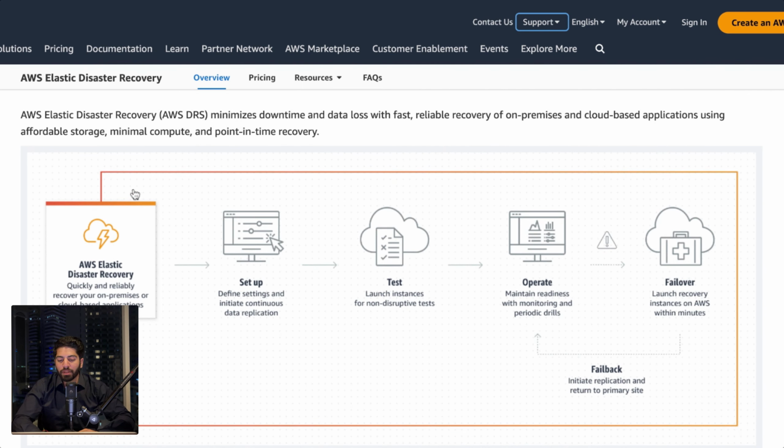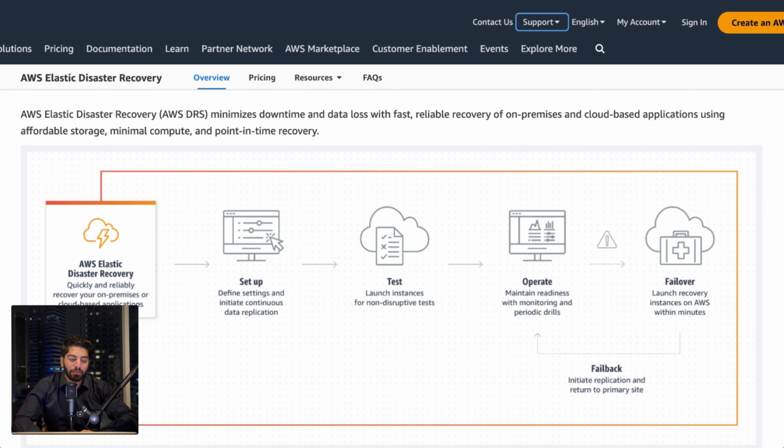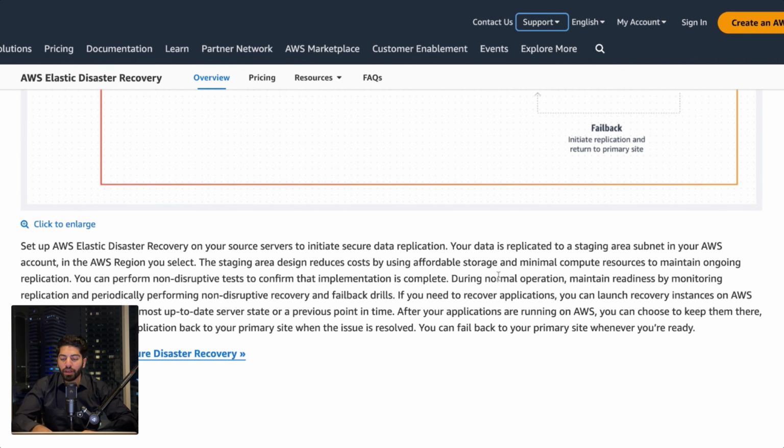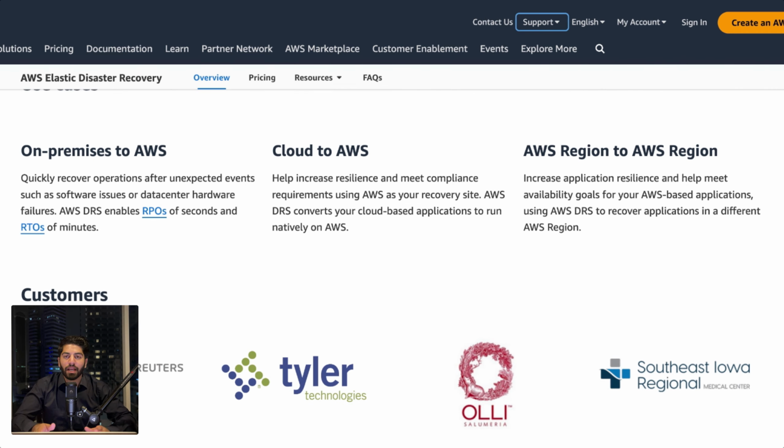You can see the block diagram: you can set up the whole environment, you can test it, you can check if the backup is right, and you can operate it, and in case of any failovers you have the failback mechanism as well. So it is good, I would recommend you to look into it, and you can check how much it will cost you. If you have a very critical application or your application has a lot of users, then it is a must have.